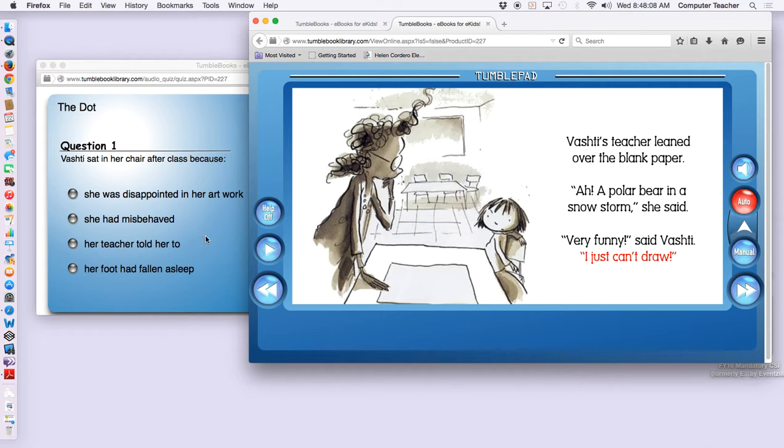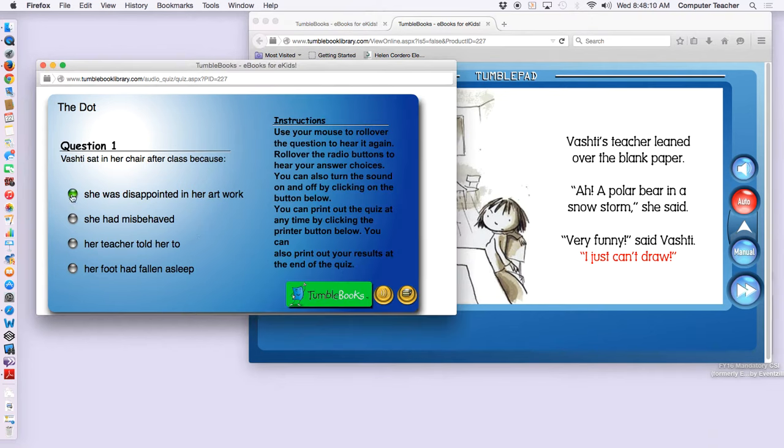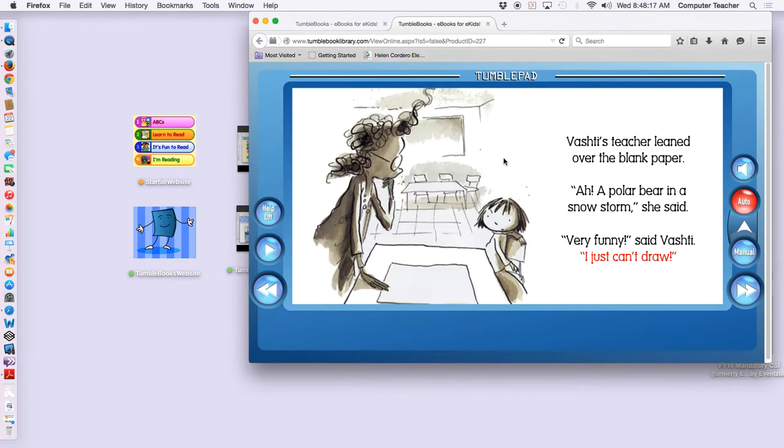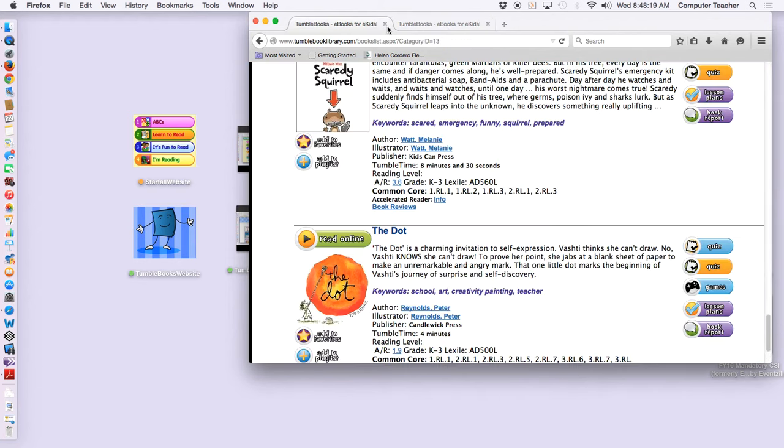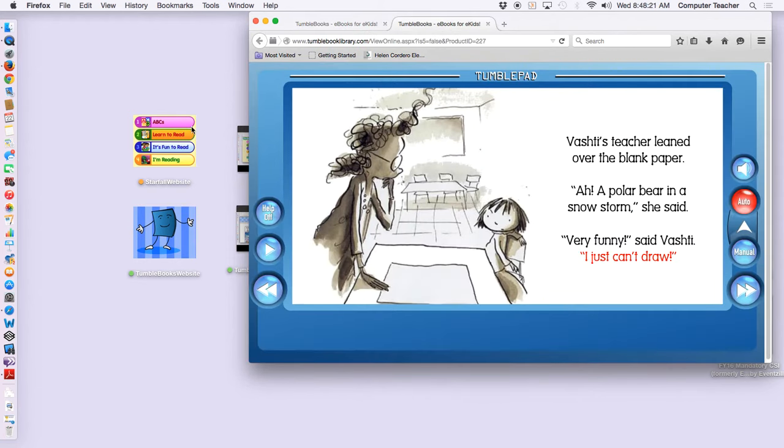So which one of those do you think it is? The first one. 1. That one. She was disappointed in her artwork. Probably. I think I'm right. Okay. Question 2. So you're going to continue to be able to go back and forth using tabs and using the windows.